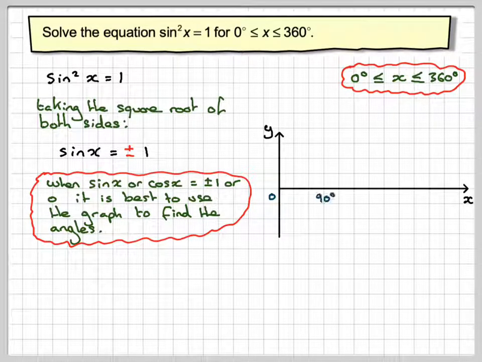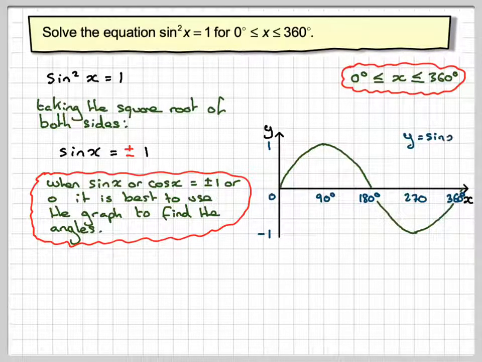So, drawing a graph of sine, and you should know what the graph of sine looks like. It's just a sketch, okay? So you normally mark on 0, 90, 180, 270, 360, and then minus 1 and 1. The graph of sine looks like that. That's something you just need to know. It's knowledge that you need to just learn, that the graph of sine looks like that. Just a sketch, it's not an accurate plot.